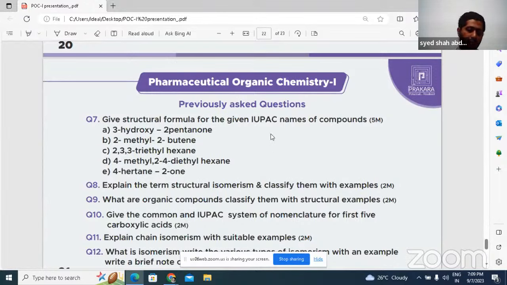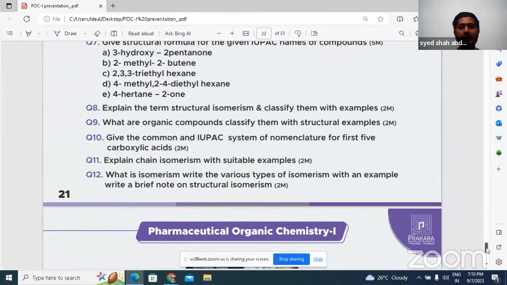Usually IUPAC is asked mostly for 2 marks or 3 marks, and 5 marks rarely, but if it comes for 5 marks, it's good for you because it is quite easy to give the name to the given structure or give the structure to the given name. Here it has given 3-hydroxy-2-pentanone, 2-methyl-2-butene, 2,2-triethylhexane, 4-methyl-2,4-diethylhexane, 4-heptan-2-one, and 4-hexan-2-one.